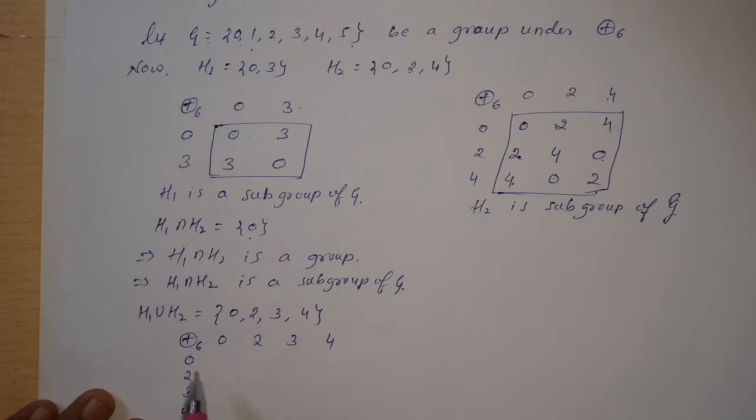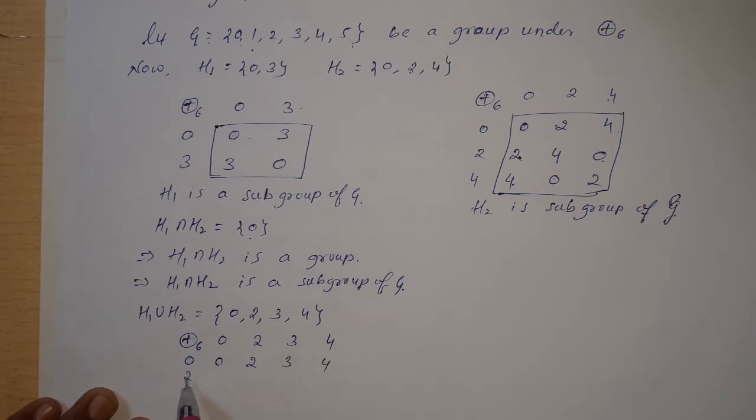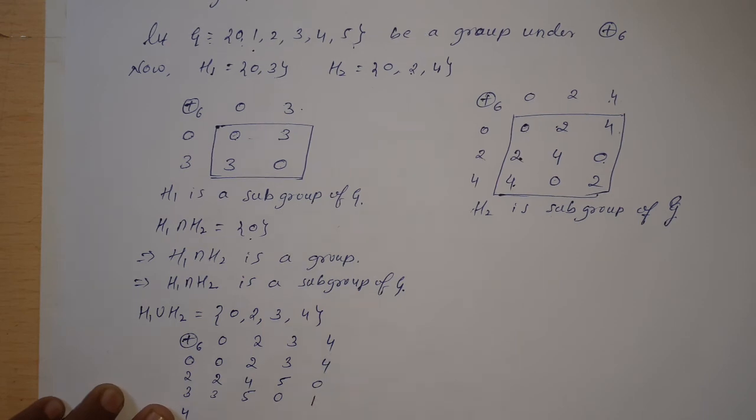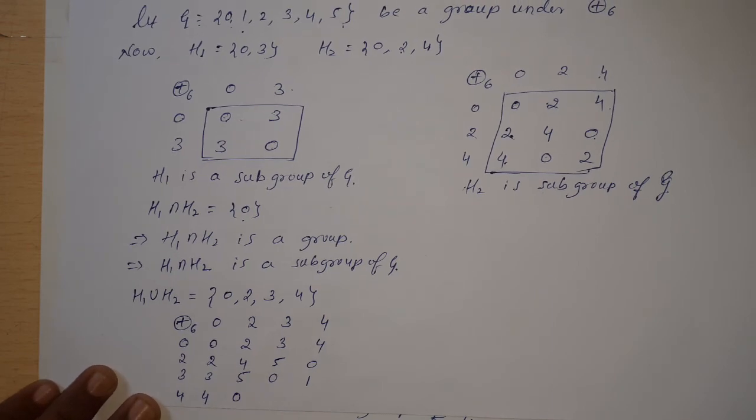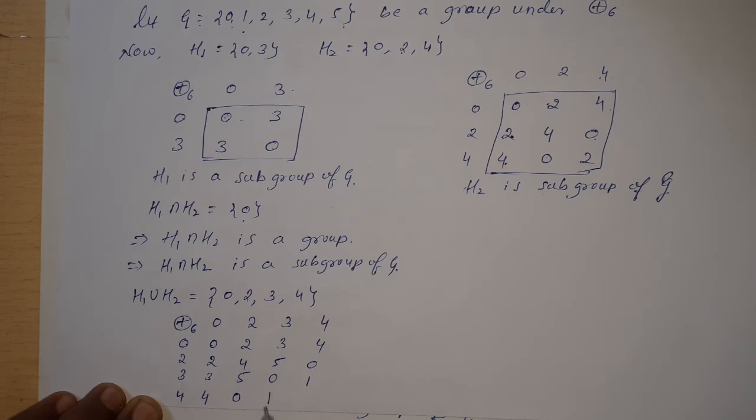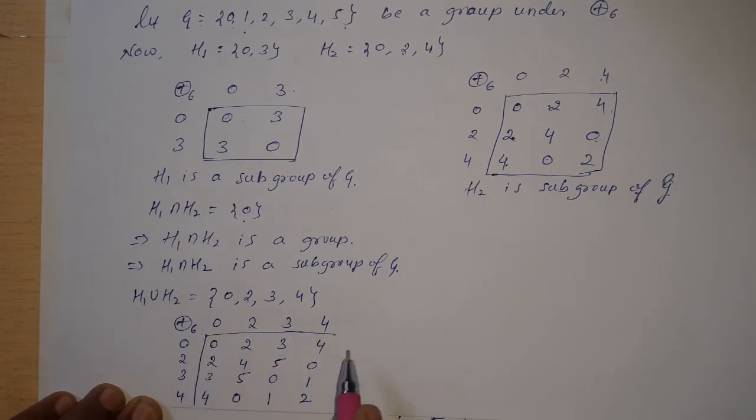Again the same: 0 plus 0 is 0, 0 plus 2 is 2, and here 3, 4. And then 2 plus 0 is 2, 2 plus 2 is 4, 2 plus 3 is 5, then 2 plus 4 is 6, the remainder is 0. Then 3 plus 0 is 3, 3 plus 2 is 5, 3 plus 3 is 6, and the remainder is 0. 3 plus 4 is 7, remainder is 1. And 4 plus 0 is 4, 4 plus 2 is 6, dividing by 6 we get the remainder 0. Then 4 plus 3 is 7, and the remainder is 1. 4 plus 4 is 8, the remainder is 2. So this is the table for addition modulo 6.